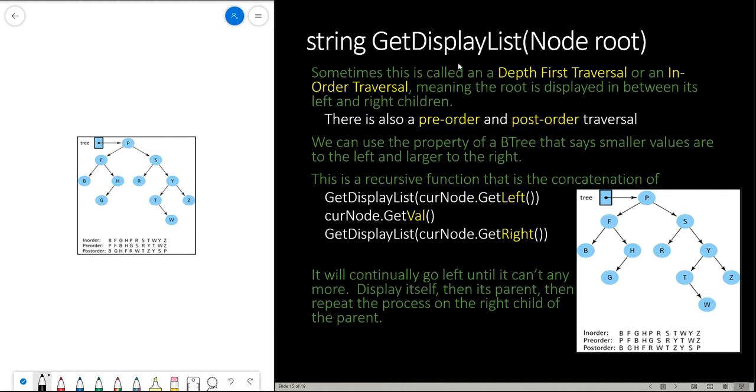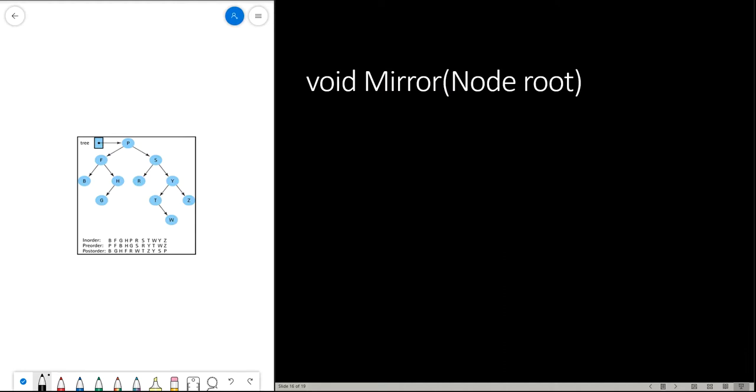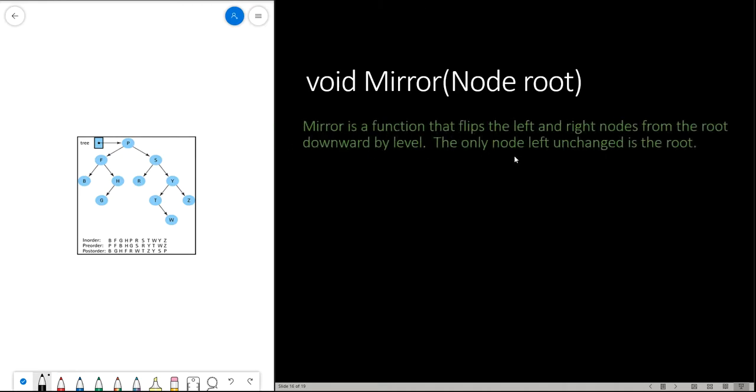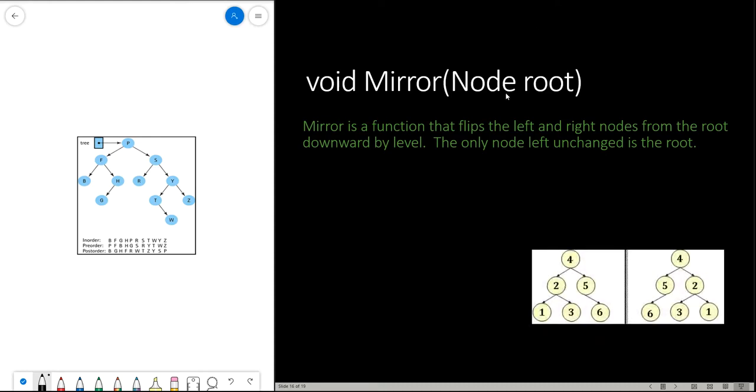Okay. One of the other operations that you may see sometimes when we're dealing with this is a mirror operation. It basically means literally flip everything. So all your lefts become your rights and your rights become your lefts. Like, wow, that must be really hard. How do you actually do this? Well, it's another recursive function. It's actually fairly straightforward. So mirror function that flips the left and right nodes from the root downward by level. So that means that the left node of P will become S, and the right node of P will be F.